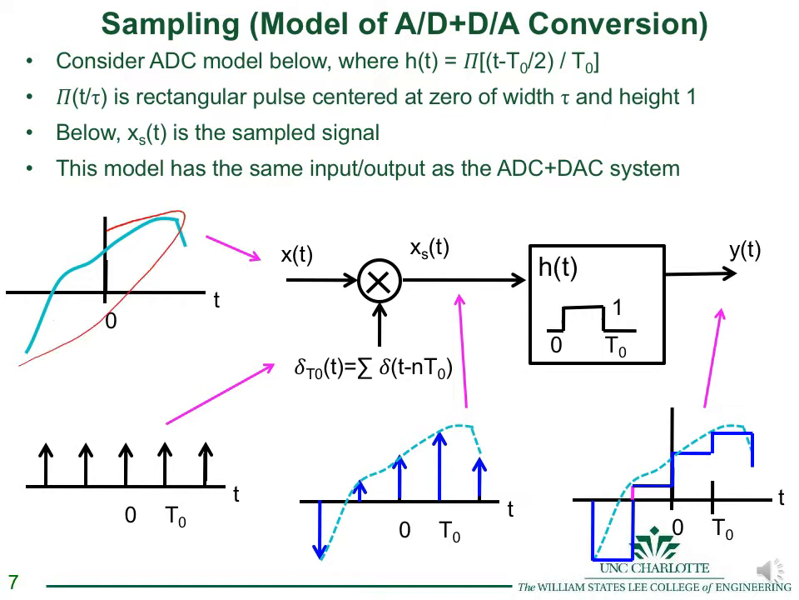And so here we have the continuous time signal at the input. We multiply it by an impulse train where the period of the impulse train is t0, so it's running at the sample rate. This is, of course, called delta t0 of t, which is this infinite sum of delayed impulses. This multiplied together produces the sampled signal x s of t.